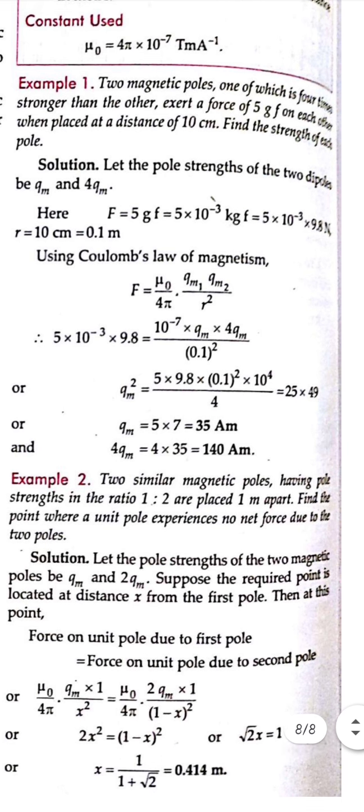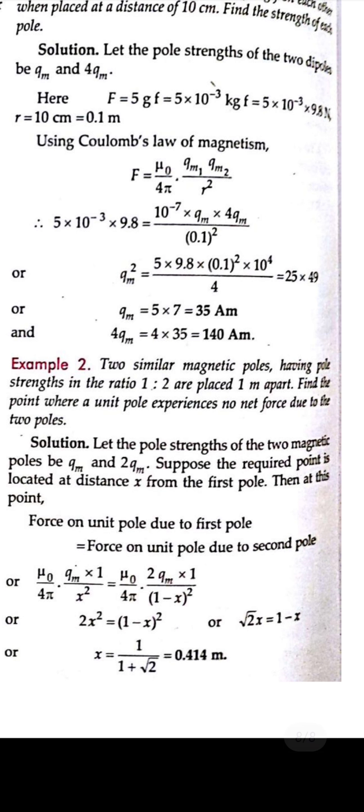So the next question: two similar magnetic poles having pole strengths in the ratio 1 is to 2 are kept at a distance of 1 meter from each other. Find the point where the unit pole experiences no net force due to the two poles. That is the balanced position, or the equilibrium point. So there the two forces acting should be of the same magnitude but in different directions.